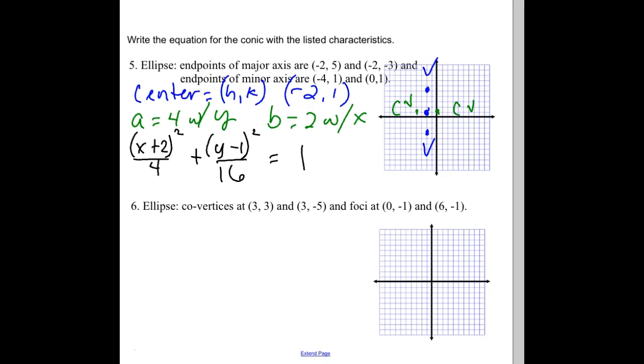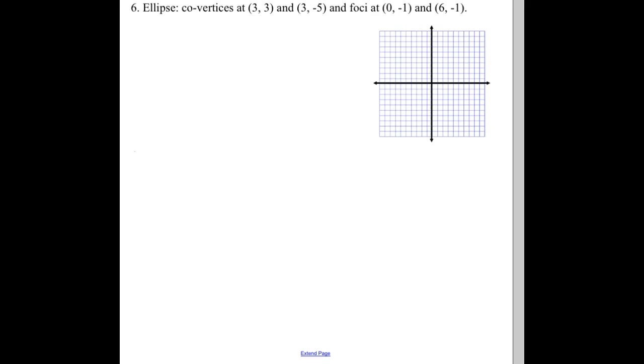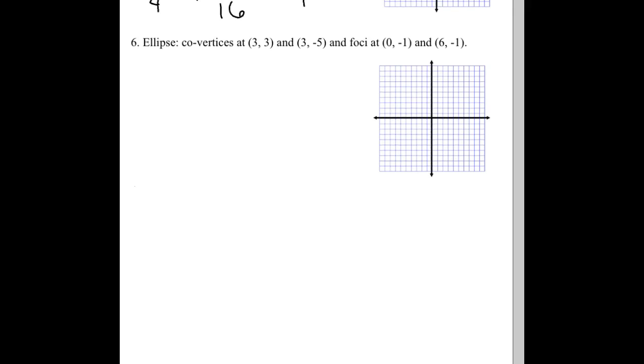All right, question 6. It's another ellipse. Go ahead and plot what we know. We have covertices at 3, 3 and 3, -5. What does that get me? Just that little bit of information tells me 2 things. I can find B from it, and I can find the center, right? The center is halfway in between those. So they're a total of 8 spaces apart. We go 4 from any of those dots. My center has what coordinates?